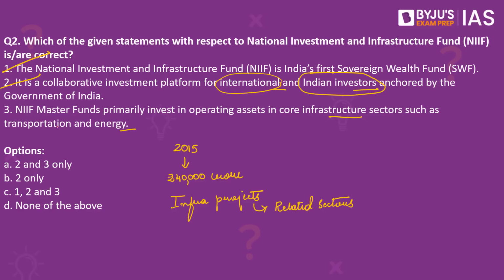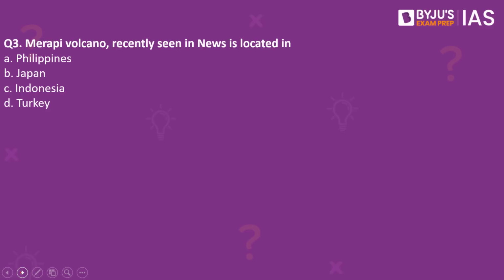The third statement in this question talks about the master funds, which mostly invest in operating assets in core infrastructure sectors, that is mostly transportation and energy. Therefore, this statement is also correct. Therefore, the right answer to our question would be option C, 1, 2 and 3. Moving on to question number 3.